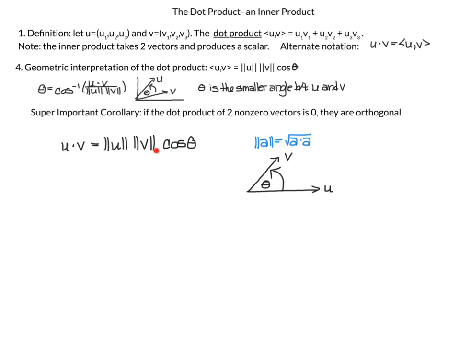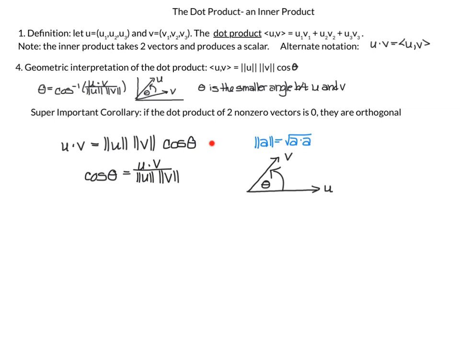Looking at this definition of u dot v, we have the algebraic definition here. We can calculate this here. We can calculate the norm of u and we can calculate the norm of v. So this dot product, this geometric interpretation, gives us information about theta.